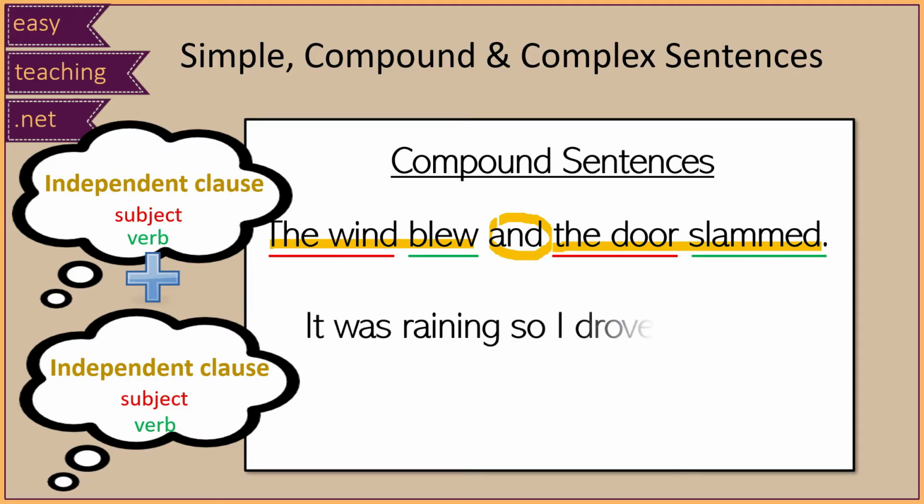Here is another compound sentence. It was raining, so I drove to work. Here is the first independent clause with its subject and verb. Here is the second independent clause. And here is the coordinating conjunction joining them. Again, both are complete thoughts.